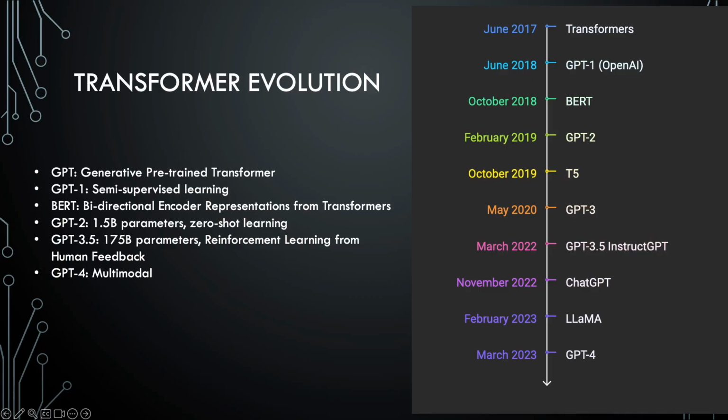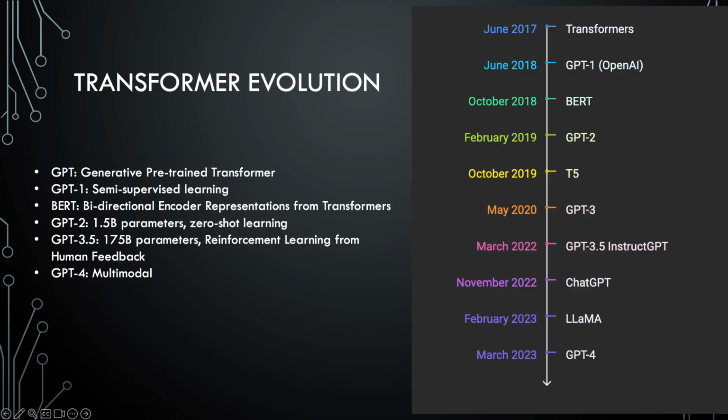GPT-2 came in 2019 and represented a significant leap forward with an order of magnitude more data than GPT-1. It was trained on 45 million Reddit pages with karma greater than 3, representing 40 gigabytes of data and 1.5 billion parameters. The key achievement of GPT-2 was zero-shot learning on various tasks without explicit training. While it didn't outperform state-of-the-art models in specific tasks, it showed remarkable generalization abilities.